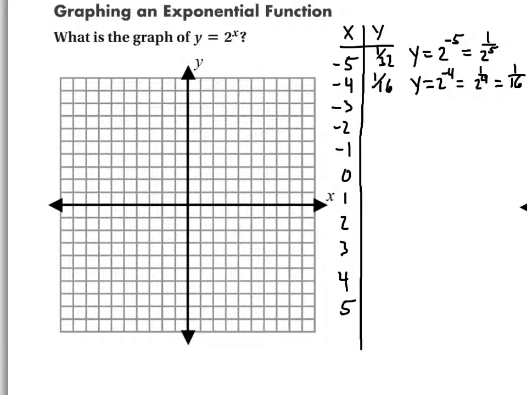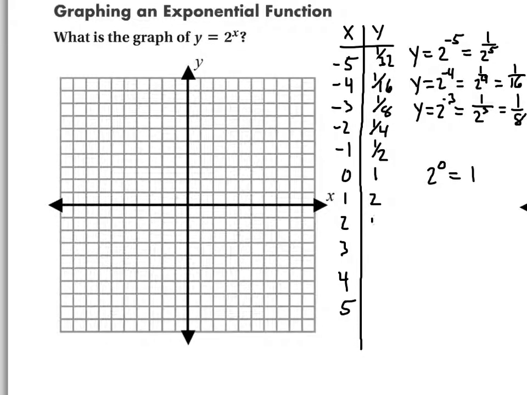Going through these, if we plug in -3, we have y equals 2 to the -3rd power, which is 1 over 2 to the +3rd power, or 1/8. If I plug in -2, I get 1/4. If I plug in -1, I get 1/2. If I plug in 0, what is 2 to the 0 power? 2 to the 0 power equals 1. That was one of our properties of exponents: anything to the 0 power equals 1. 2 to the 1st power is 2. 2 squared, 2 cubed, 2 to the 4th, 2 to the 5th. All right, so there's our extended T-chart.